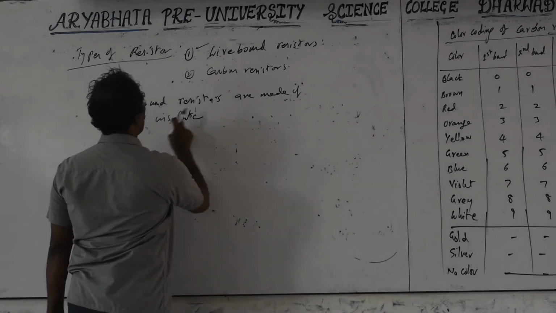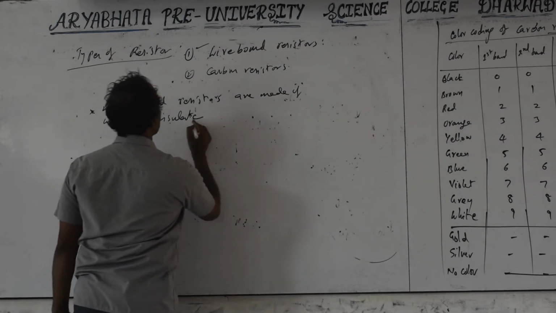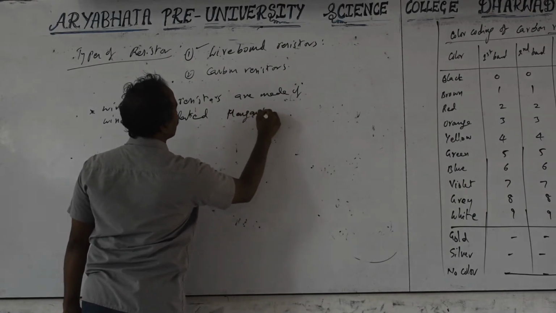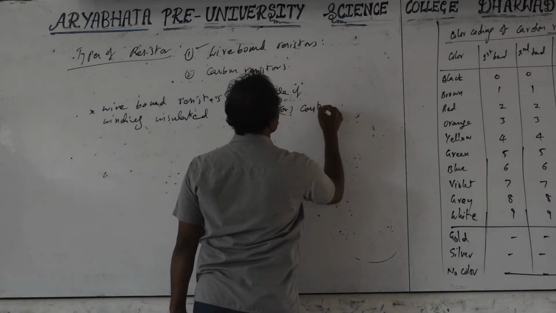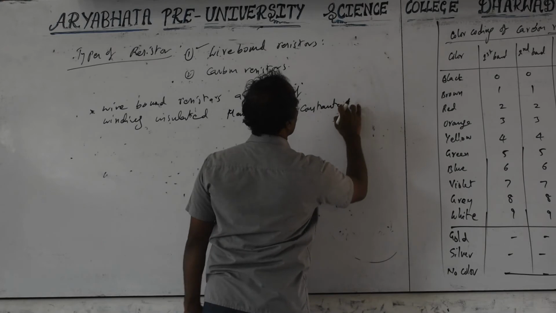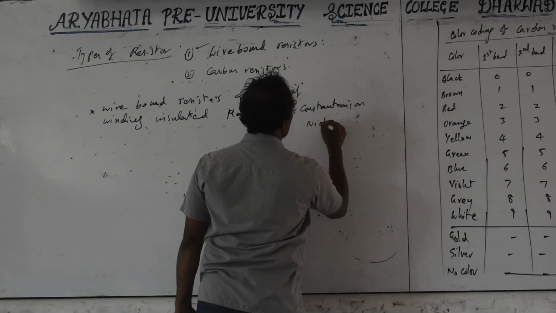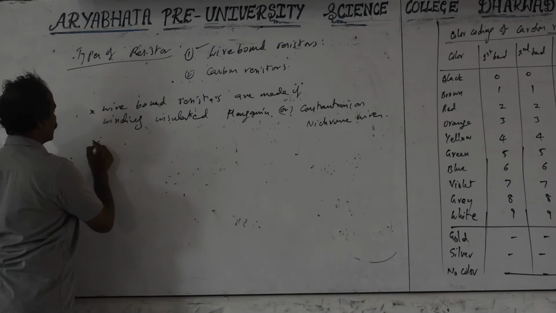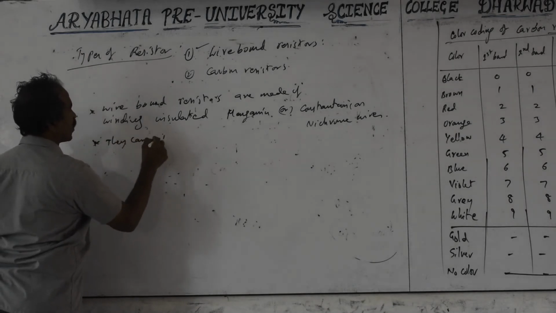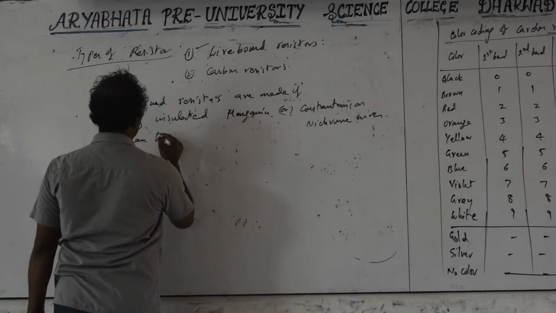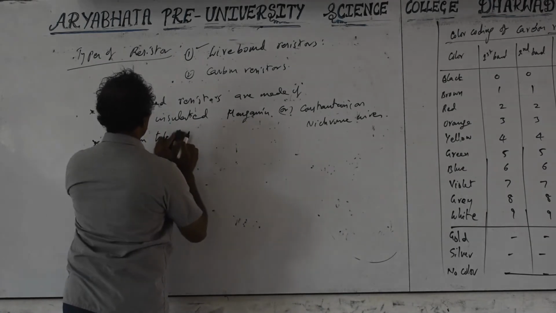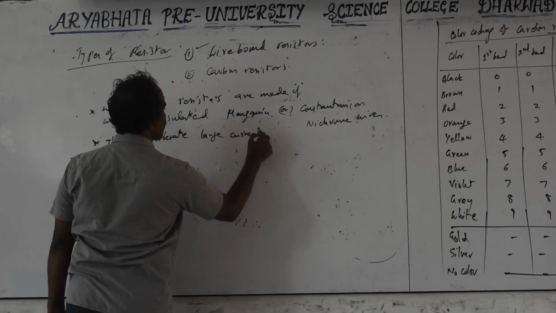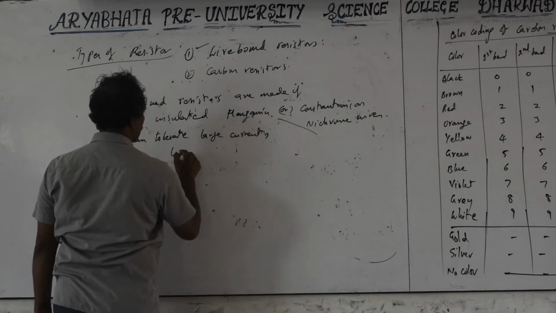So here, wire bond resistors are made of insulated constantan and manganese or nichrome wires. They can withstand and tolerate large currents, large powers.